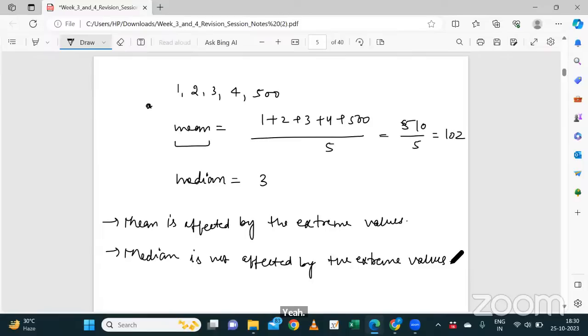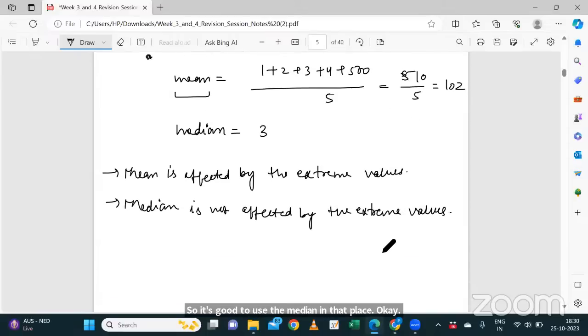So basically, suppose you are working with practical real-life data, and there are some extreme values. Then you will prefer the median rather than the mean. Because if an extreme value is present in your data set, your central value will get changed significantly, right? So it's good to use the median in that case. Okay, now tell me.